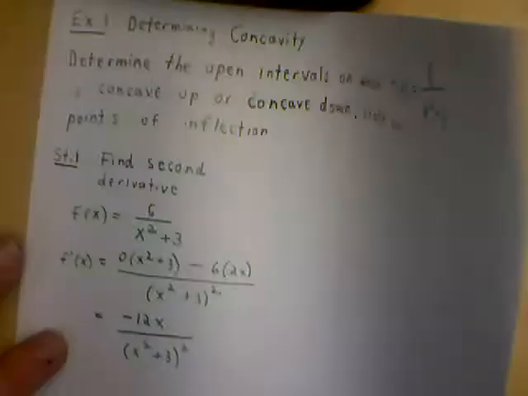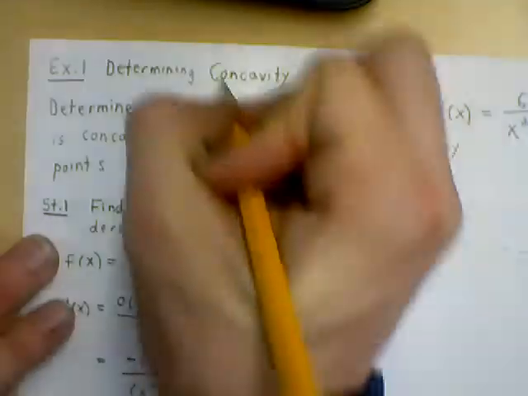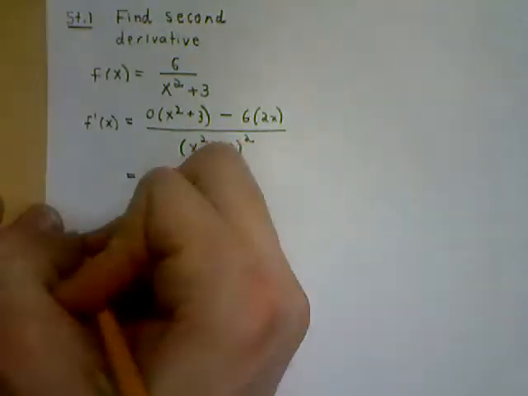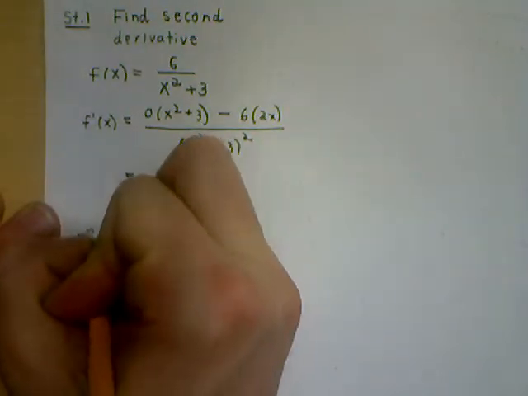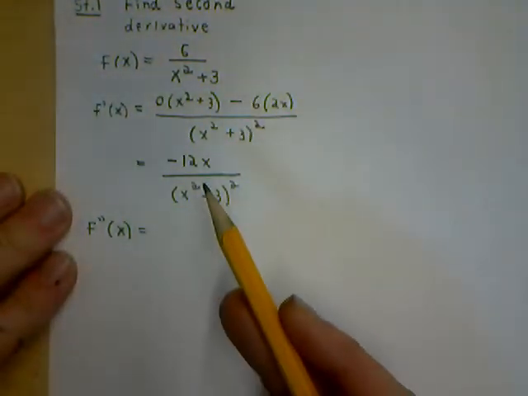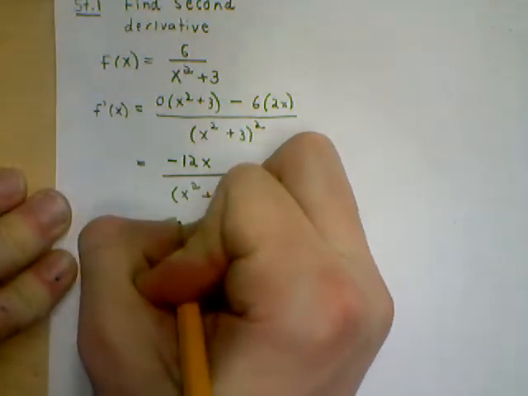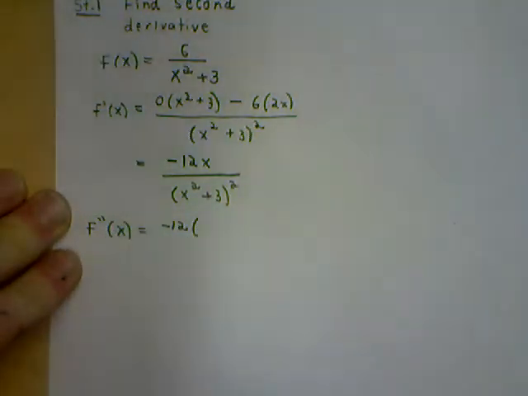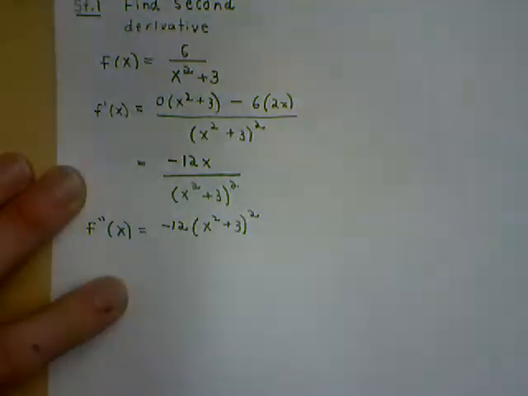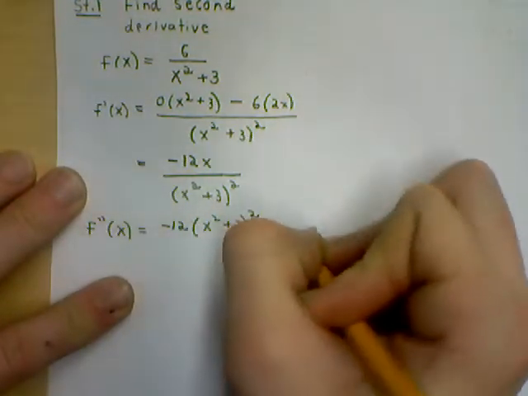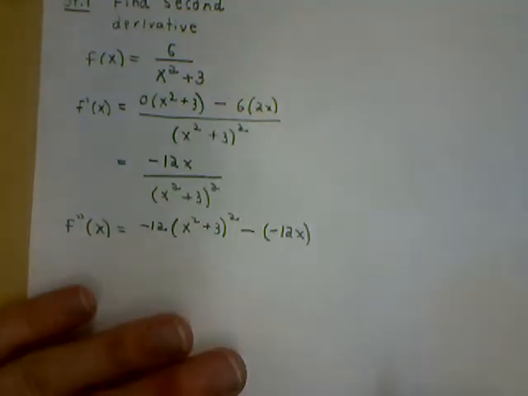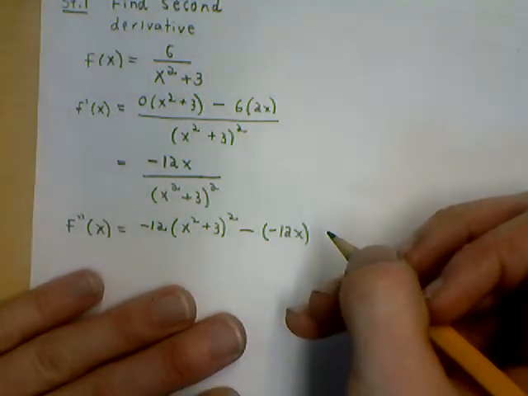Now, the thing is, that's only the first derivative. I'm looking at concavity, so I need to find the second derivative. So now I got to use the quotient rule again. To do that, the derivative of negative 12x is negative 12 times the denominator, x squared plus 3 squared, minus the numerator, negative 12x, times the derivative of the denominator.